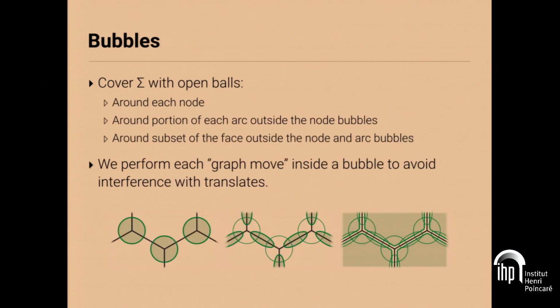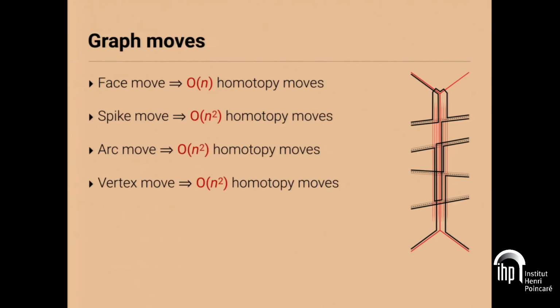Okay. So the punchline is that by being very careful, we can show that every face move in this coarse homotopy can actually be decomposed into a linear number of Reidemeister-style homotopy moves, essentially by mirroring the algorithm I showed you in the plane. And the other moves, because of those bubbles around the edges and faces, this is where things accumulate. I actually need to do a quadratic number of homotopy moves in order to execute a single graph move.